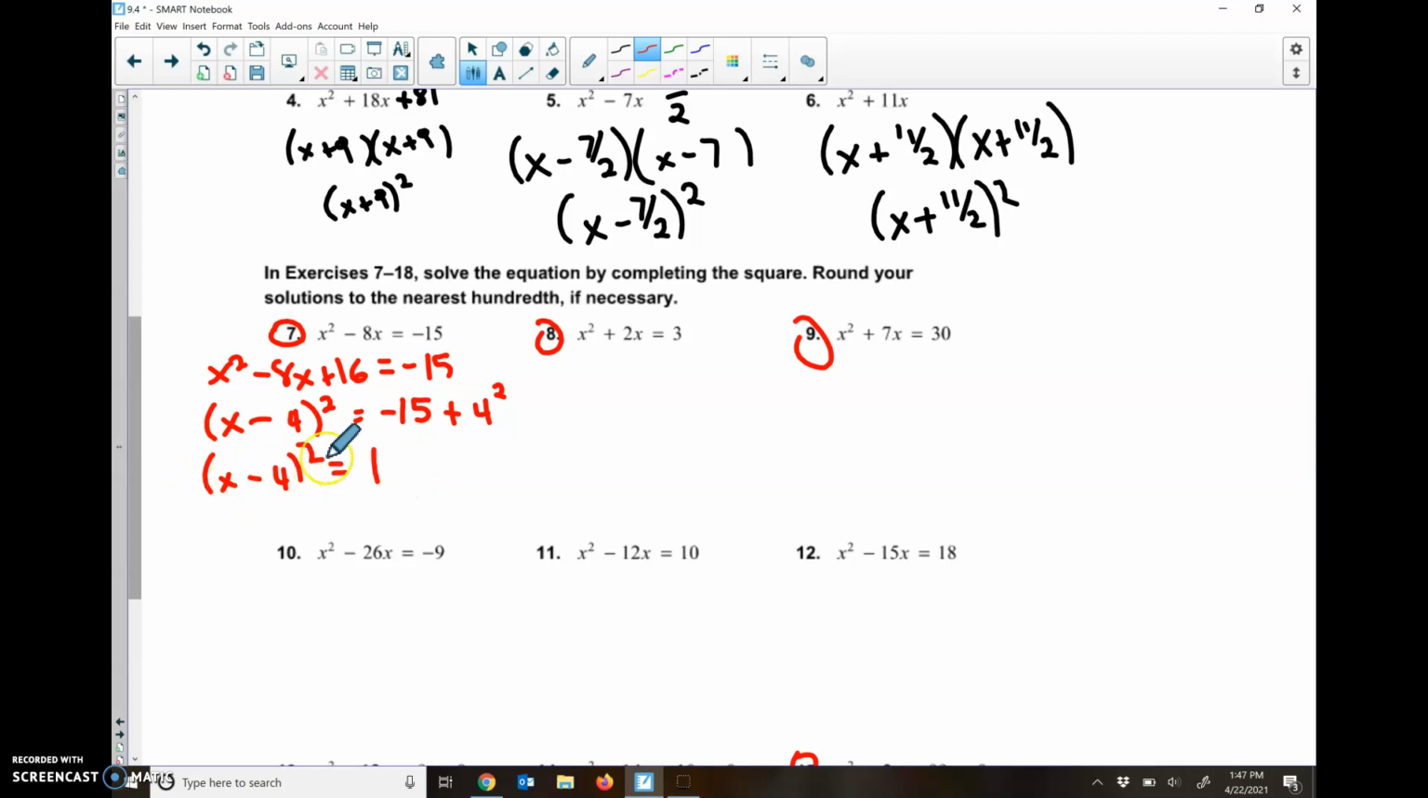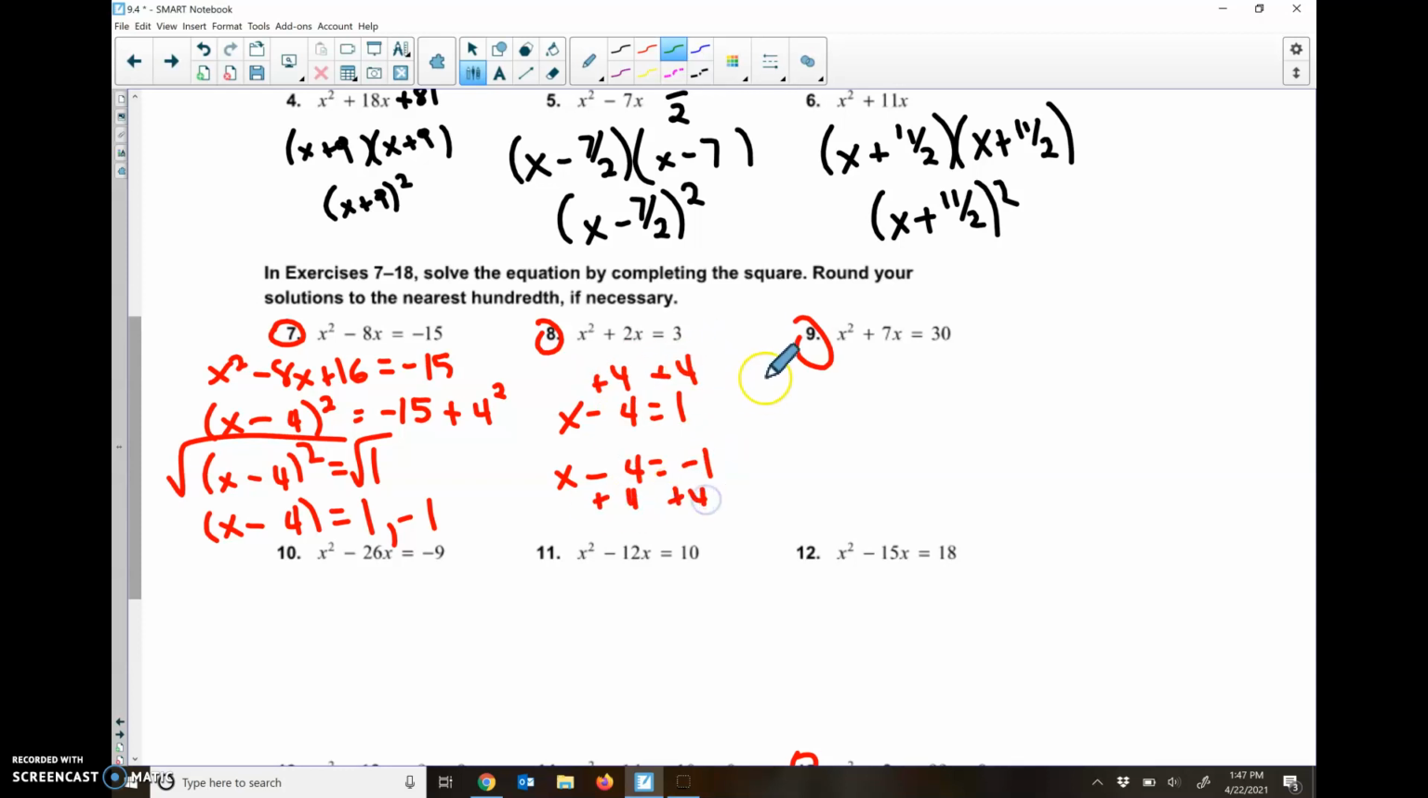But now I have this squared up here, and the way we get rid of a square is a square root. I'm going to take the square root of both sides. The square root of x minus 4 squared is just x minus 4. So I'm left with x minus 4 equals 1. Then remember, the square root of 1 is really 1 and negative 1. So I'm left with x minus 4 equals 1 and x minus 4 equals negative 1. Add 4 to both sides, add 4 to both sides.